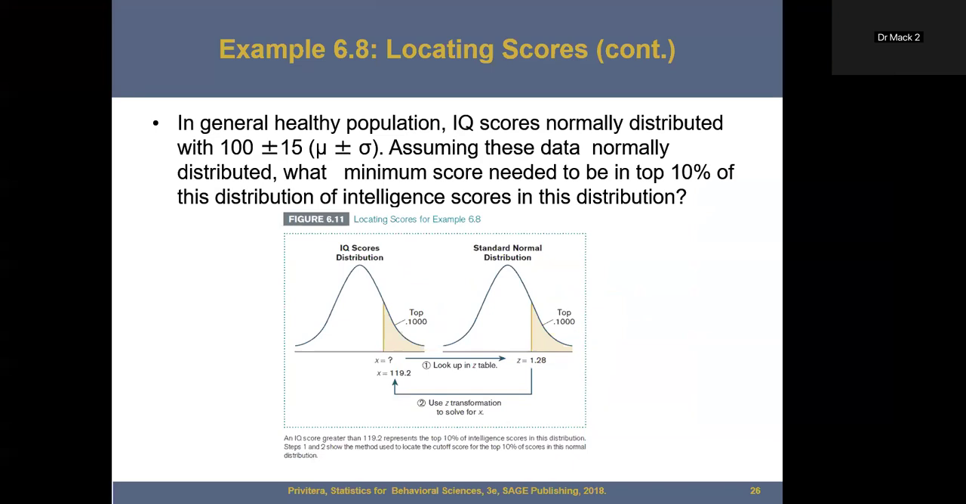So top 10% is 1.28. And we use the Z transformation to solve it. So someone has an IQ greater than 119.2. That's the top 10% of the intelligence scores in this distribution. And we're going to walk through the math entirely, like where they got that from.